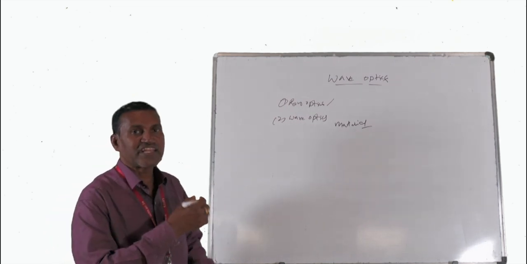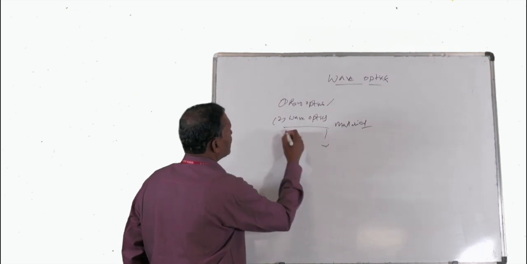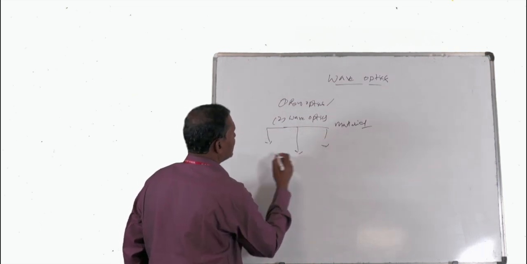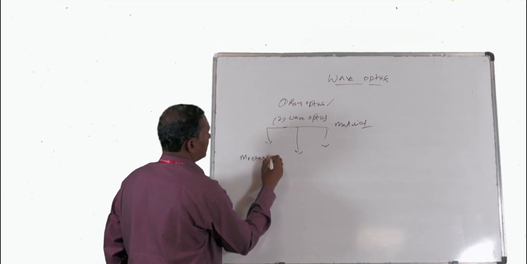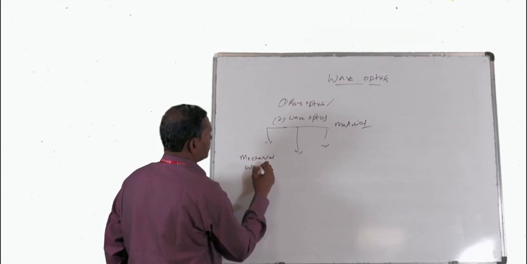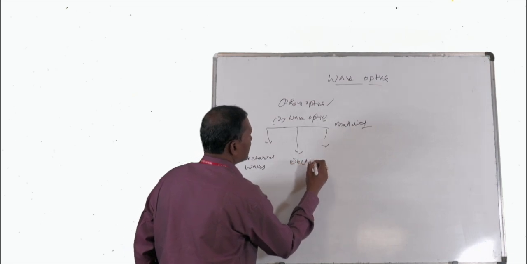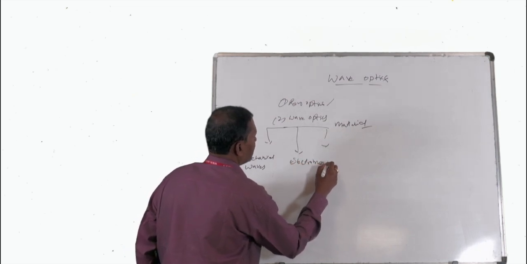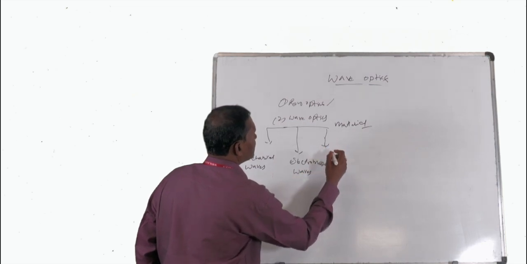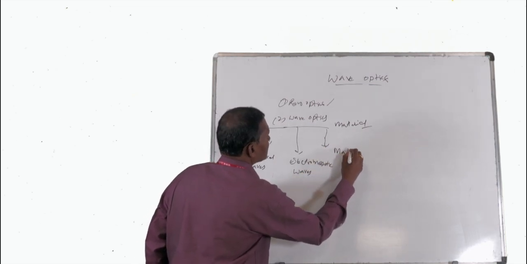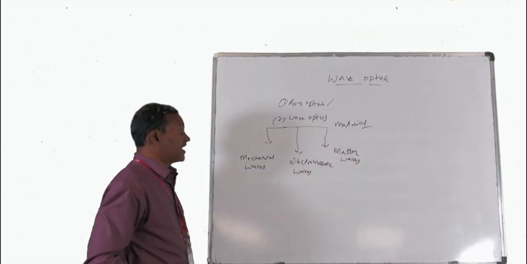There are three kinds of waves. Wave optics is classified into three kinds. These are mechanical waves, the second one is electromagnetic waves, and the third one is matter waves. These are the three kinds of waves.